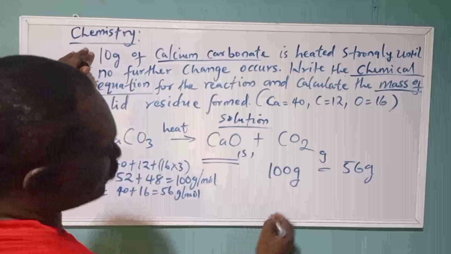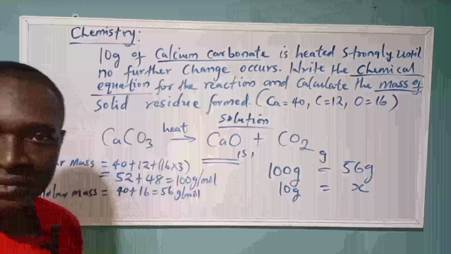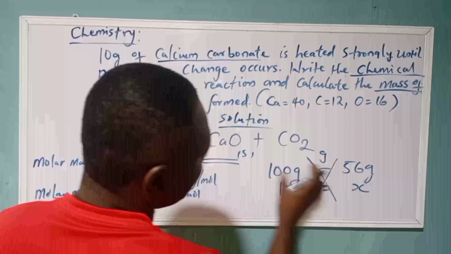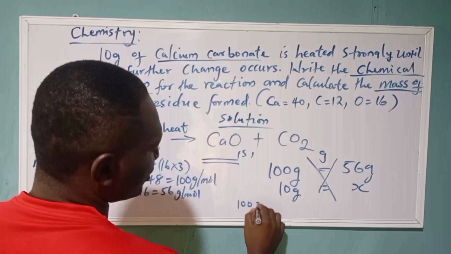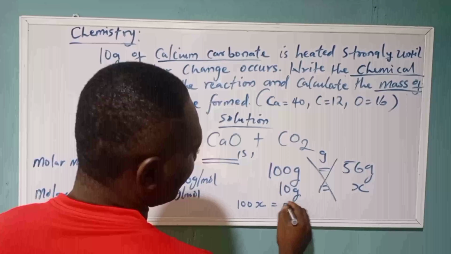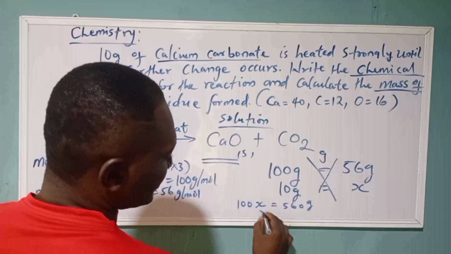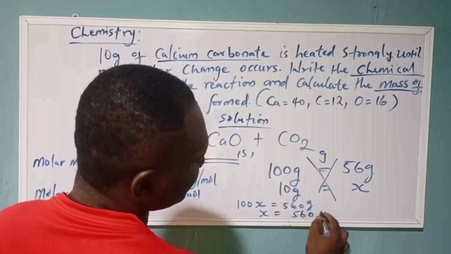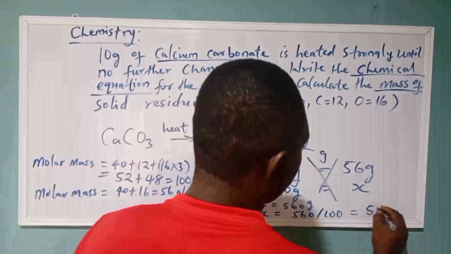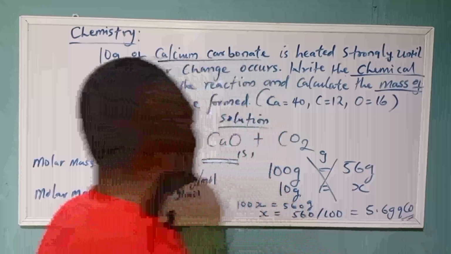Now they are telling you to find what 10 grams of calcium carbonate can produce. So the only thing we need to do is to say 10 grams of calcium carbonate will produce X. If I do cross multiplication here, I will have X times 100, so it gives you 100X equals 10 times 56, which gives you 560 grams. Now, I'm looking for X. X will be equal to 560 divided by 100. So at the end of the day, what are we going to have? 5.6 grams of calcium oxide. That's just how it is.